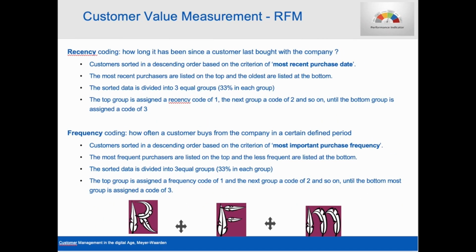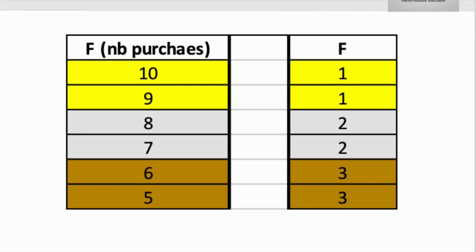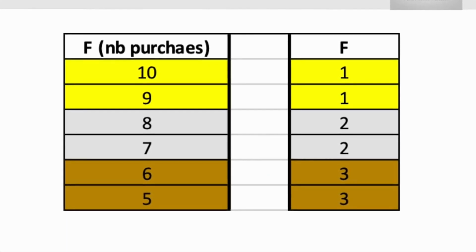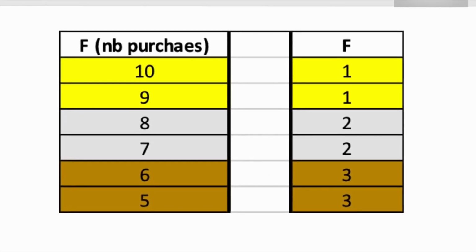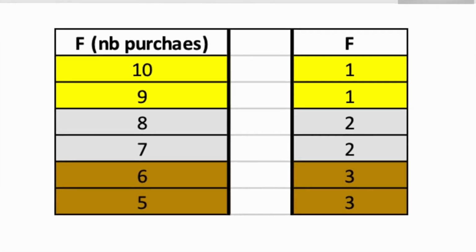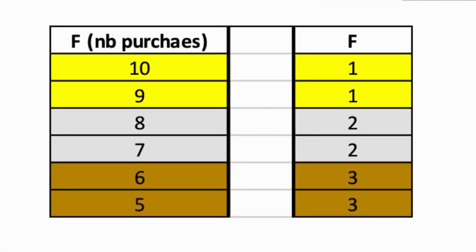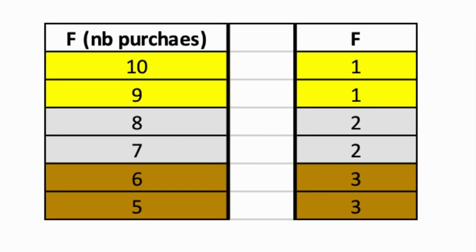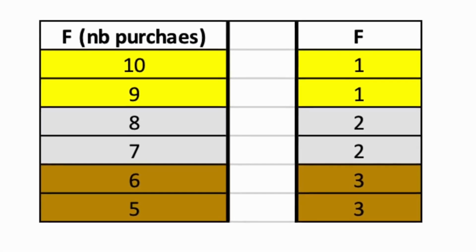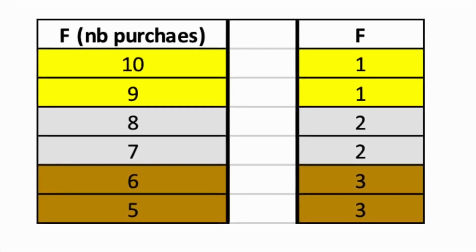So frequency means how often a customer buys from the company in a time period. So you will sort the customers in your database in descending order, and you will have the highest purchase frequencies at the top of the database. And the customers who buy less frequently are placed at the bottom of the database.